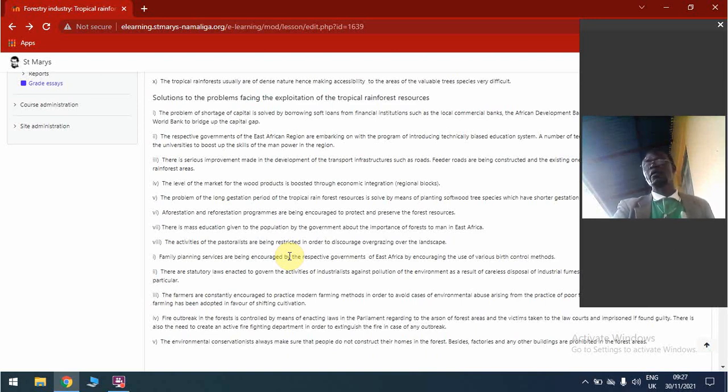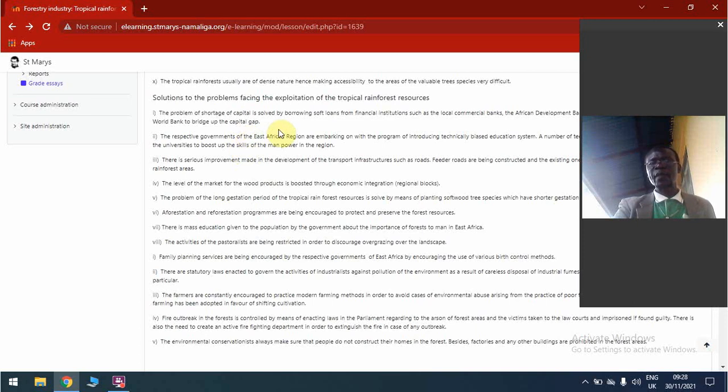First of all, the shortage of capital is being solved by borrowing money from donor countries, and from the IMF and the World Bank. Even internally, the lumbermen or the investors can borrow money from financial institutions like banks to cover up that problem of capital gap.